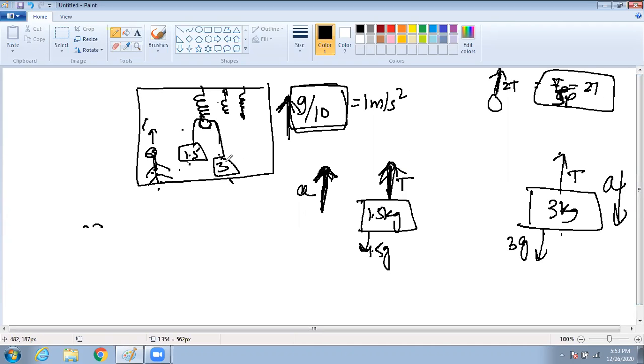So let us write the equation. For this one, what will it be? T minus 1.5g is equal to 1.5a. Is it so? Wait 1 minute.